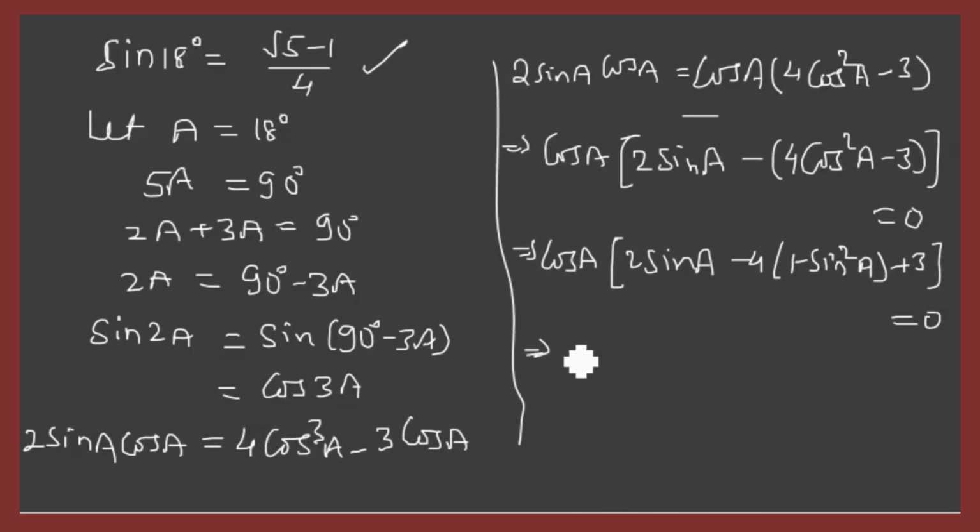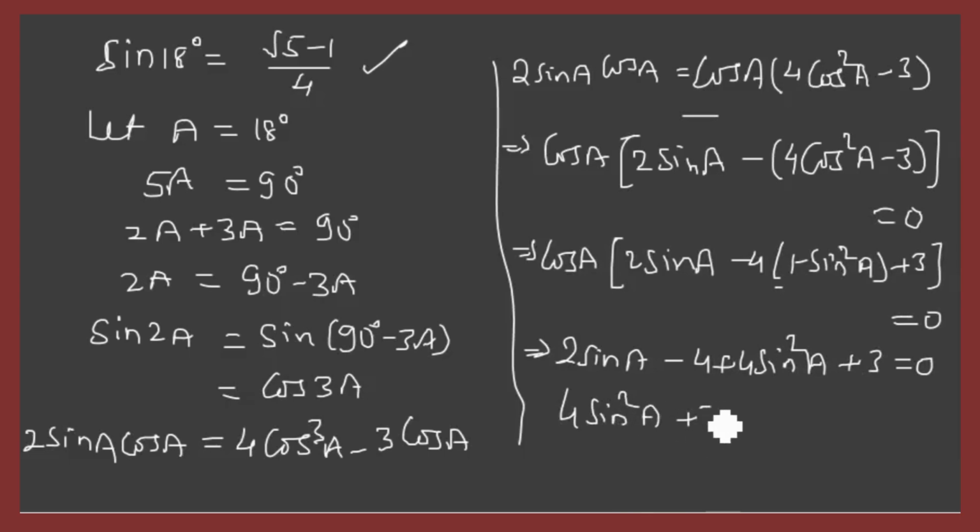The two factors. So here, the 2 sin a factor, I just equate to 0. So 2 sin a minus 4 plus 4 sine square a plus 3 equals 0. So we get 4 sine square a plus 2 sine a, minus 4 plus 3 is minus 1, equal to 0. Now we can assume that sine a equals x. So we get the equation 4x square plus 2x minus 1 equal to 0.